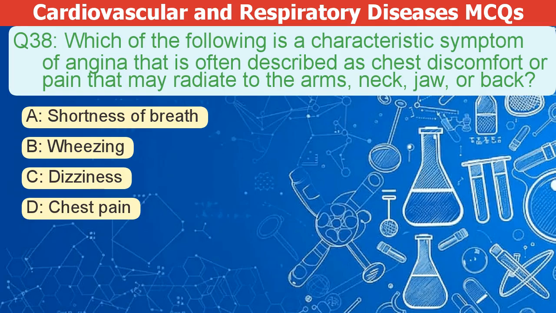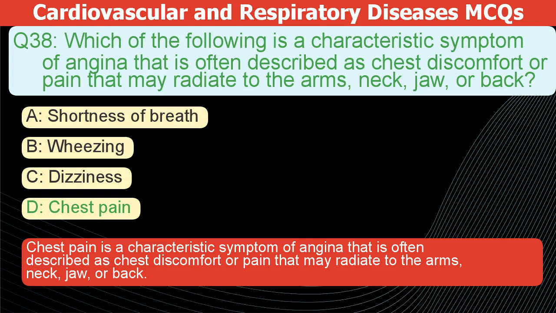Which of the following is a characteristic symptom of angina, often described as chest discomfort or pain that may radiate to the arms, neck, jaw, or back? A. Shortness of breath. B. Wheezing. C. Dizziness. D. Chest pain. The correct answer is D. Chest pain is a characteristic symptom of angina. It's often described as chest discomfort or pain. This pain may radiate to the arms, neck, jaw, or back.